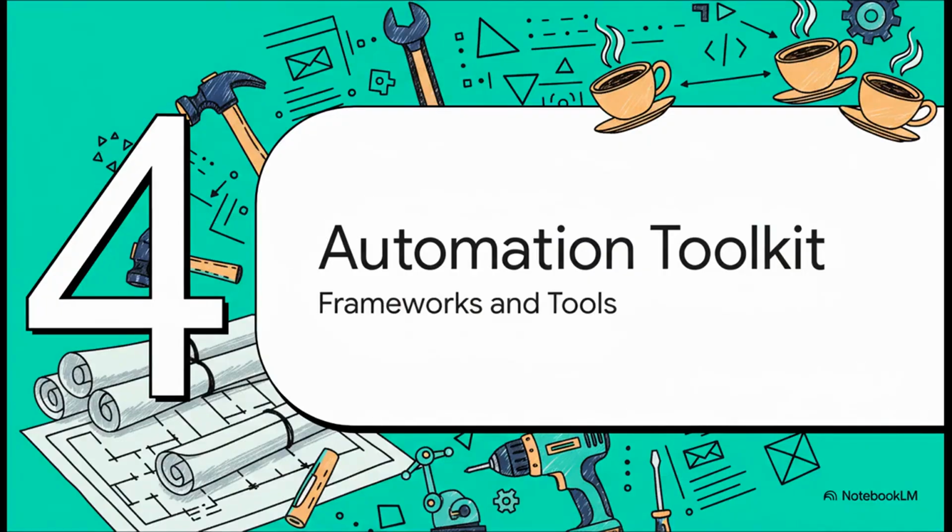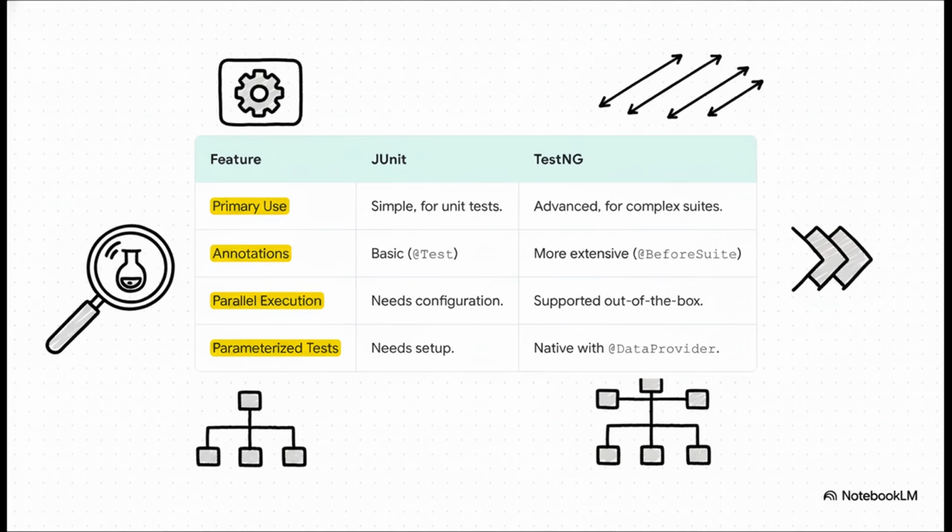test. So, with our blueprints in hand, it is time to pick up the power tools, the frameworks and libraries that are going to bring this whole automation strategy to life. You are going to be working with testing frameworks all the time, and this table just breaks down the two giants. JUnit is simple, it's great for unit tests. But TestNG, it comes with more advanced features right out of the box, like easy parallel execution and powerful data providers, which makes it the go-to for really complex end-to-end test suites.